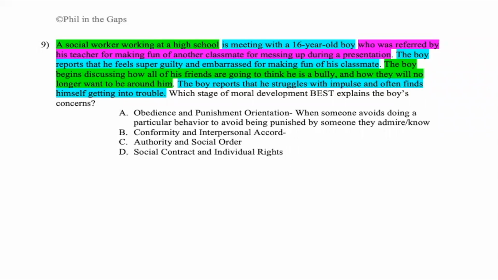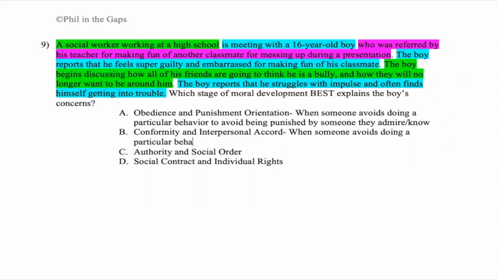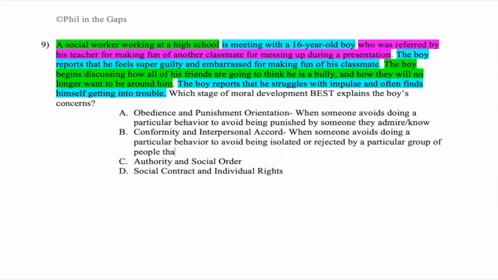B, conformity and interpersonal accord is when someone avoids doing a particular behavior to avoid being isolated or rejected by a particular group of people that they deem important. It's all about conforming to what individuals that they want to be around are saying within the situation.